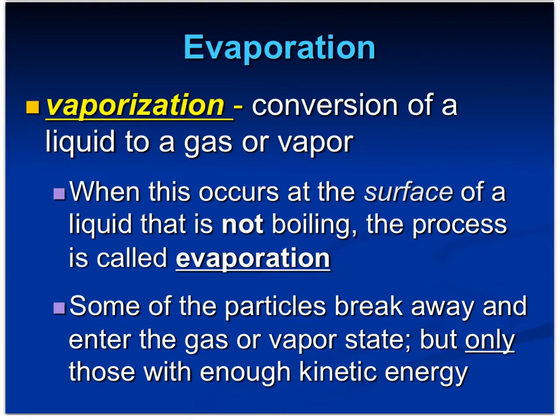Here we're going to talk about vaporization, which is the conversion of a liquid to a gas or vapor. Remember, we can use the terms gas and vapor interchangeably. A lot of times people say the process is evaporation, but evaporation is what occurs only at the surface. Anytime a particle goes from a liquid to a gas phase, we consider that vaporization. But if it's happening at the surface, then we say it's evaporation. When this happens, some of the particles break away and enter the gas or vapor state, but only those with enough kinetic energy are able to do that.